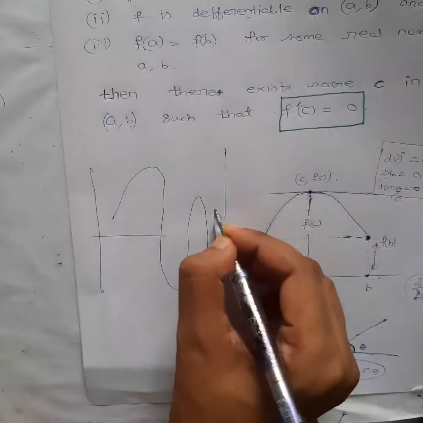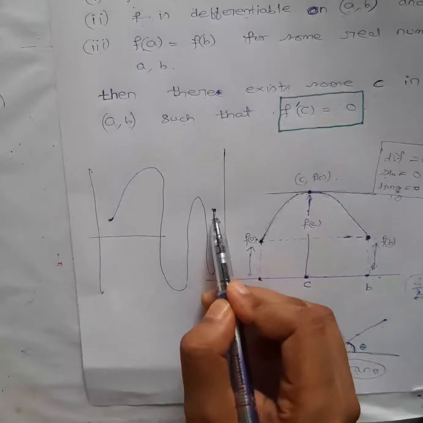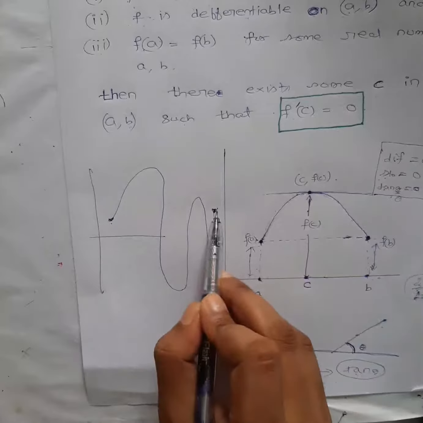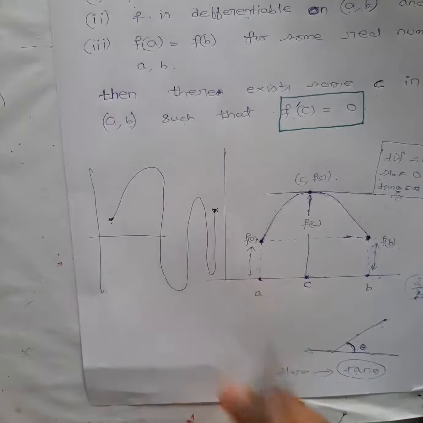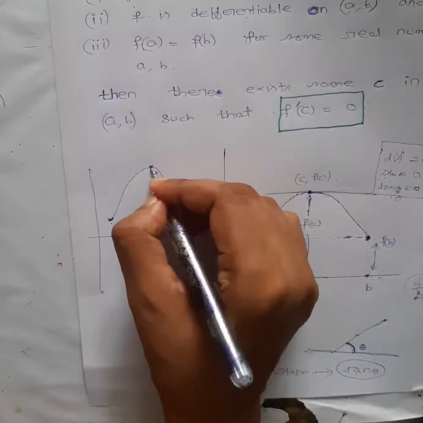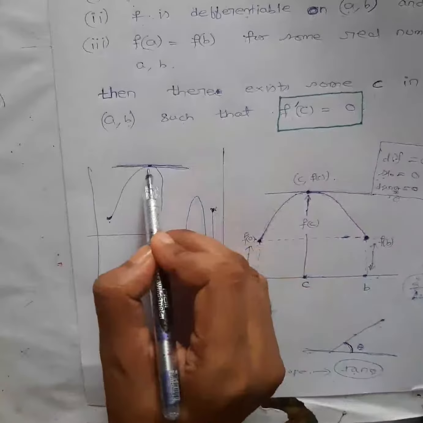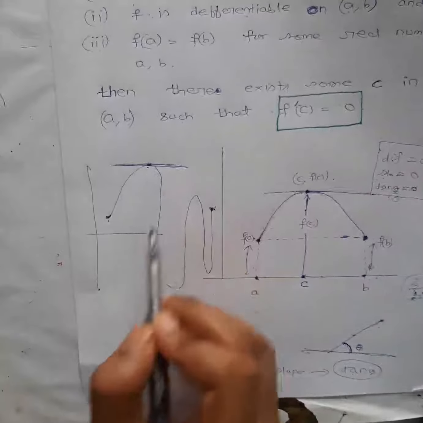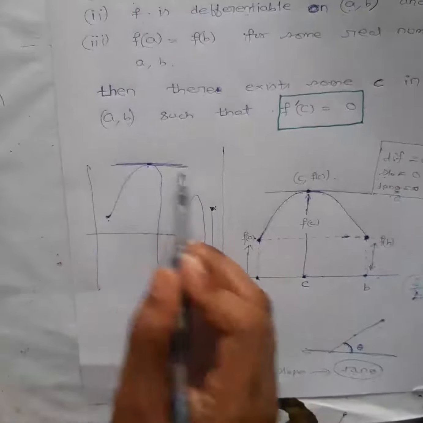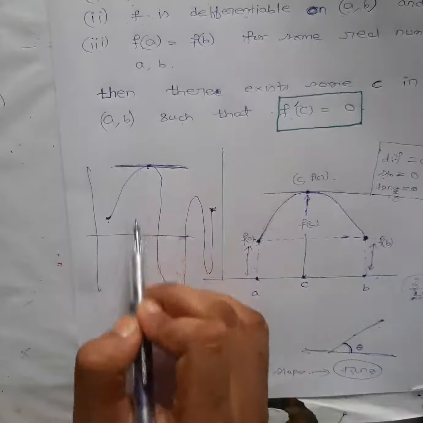Like this also. The only thing is FA is equal to FB, means y1 is equal to y2. If it is equal, you will get at least 1 point where the tangent at this point will be parallel to x-axis. Parallel to x-axis means tangent means what? Differentiation. Differentiation at that point will be surely 0.